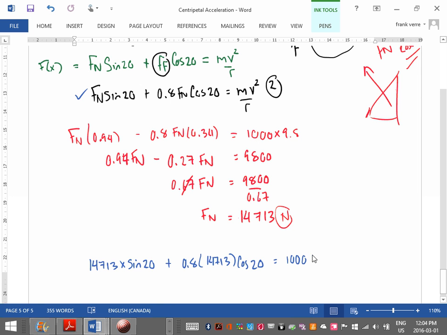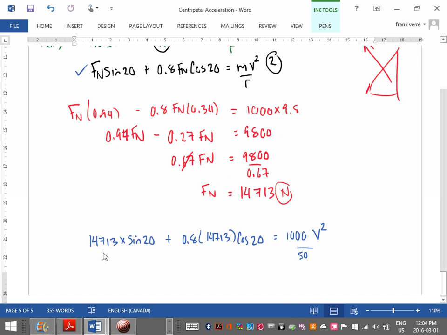Okay, where were we here? Radius was 50? Okay. Oh, wow, look at this. We're almost out of room here. All right, so 14,713 times sine 20 is what? 5,030.